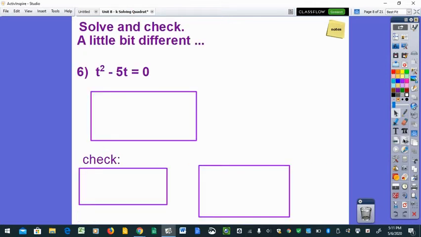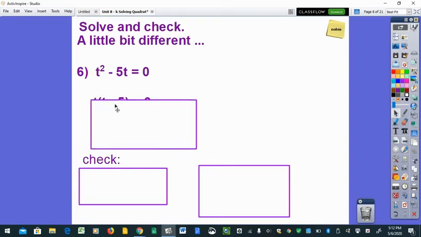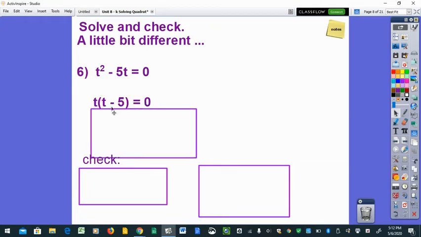Okay, so this one's a little bit different. I do see a bx term, but there's kind of the c missing here. So before we go any further, I want to remind you that you always look for a GCF. Do you see it? There is a t in both of these. What happens if we factor that t out in front? We would have t out in front times t minus 5.